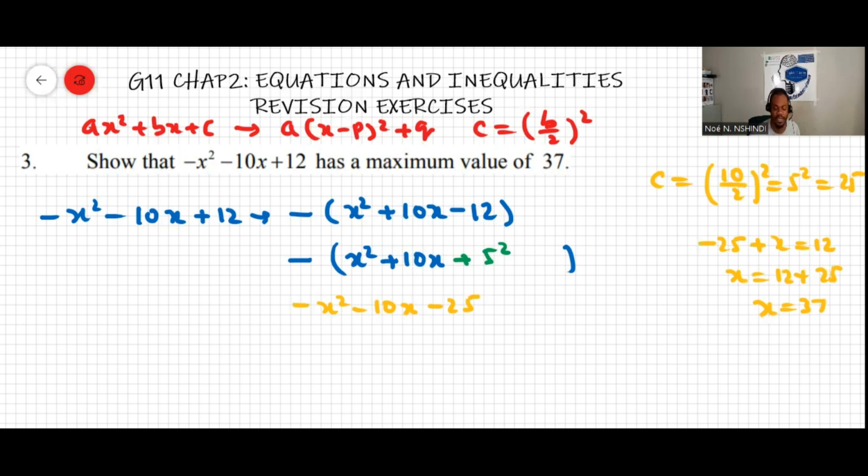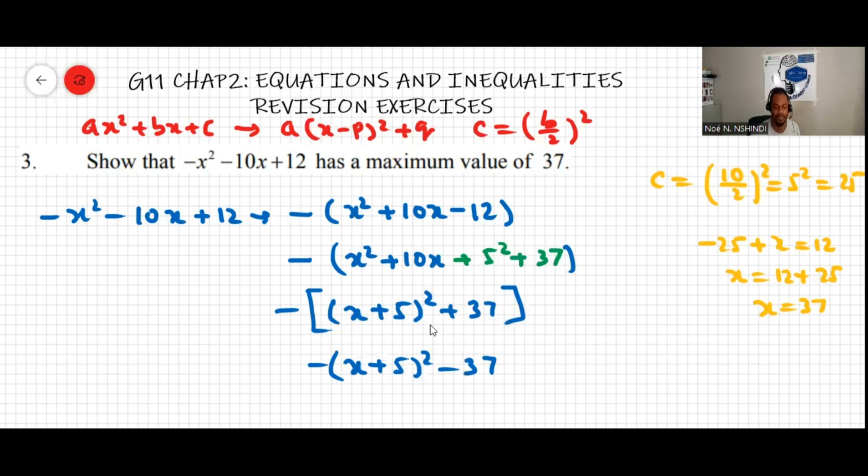So therefore here I will add 37 to make the equation stay the same. So over here then I can erase this. I will now do negative, and I'll take only the bases, so it's x plus 5 to the power of 2, like that, plus 37. This is how I can complete the square, and then the negative will make it negative (x plus 5) to the power of 2 plus 37.